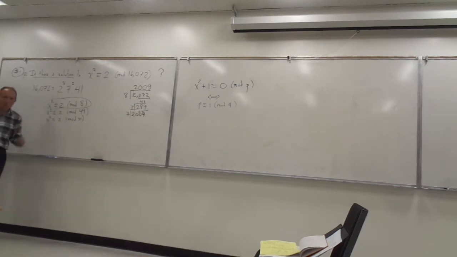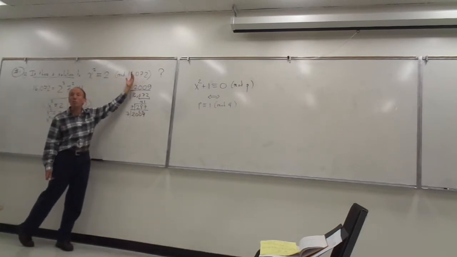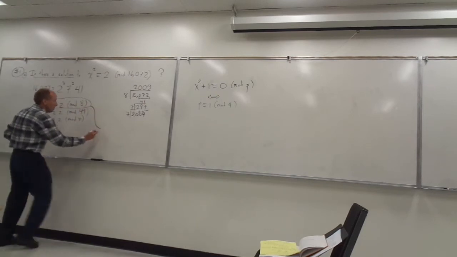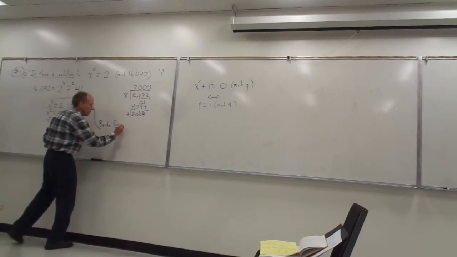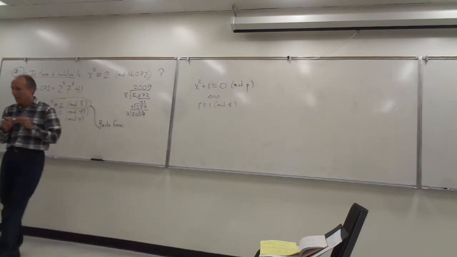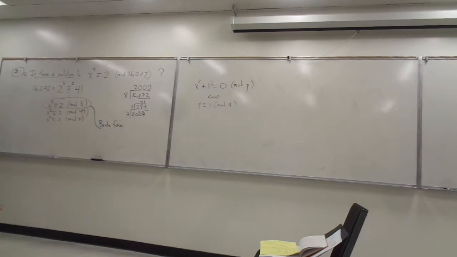36 is not congruent to 2 mod 8. 7 squared, nope, doesn't work. Nothing works, right? So this thing doesn't even have a solution mod 8. What we're saying is by brute force, and you will not have a calculator to use, so be careful about brute force, because if the mod is big, it's going to take a long time. That's why I chose mod 8.